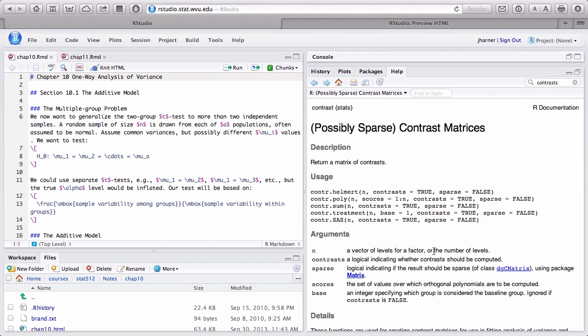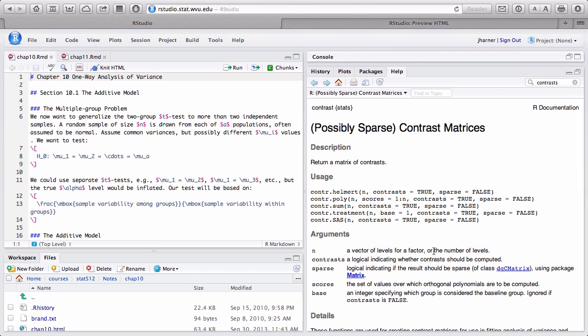The contrast.sum is the sum of the alpha sub i equals 0, which is what I used in order to conform it to the book. The default is contrast.treatment. Now, notice it says base equals 1. That's the default, and that is, in fact, the global default. If you don't do anything in R, it does it with contrast.treatment, and it uses base equals 1. Now, if I said base equals 2, it would actually set alpha 2 equals 0. And you might want to do that if, let's say, the second level is a control. If you wanted to compare everything to control, then you could set it that way.